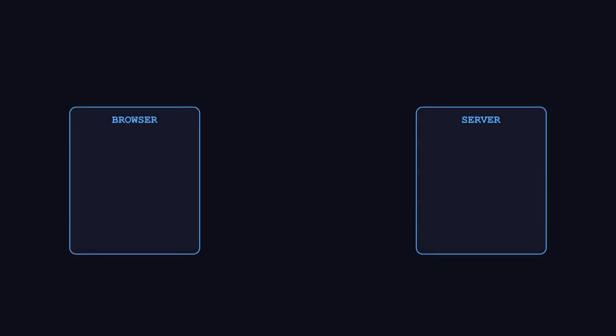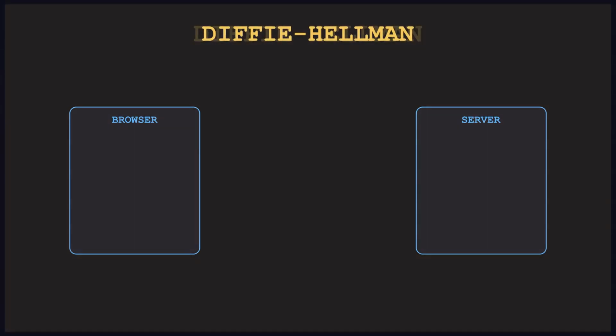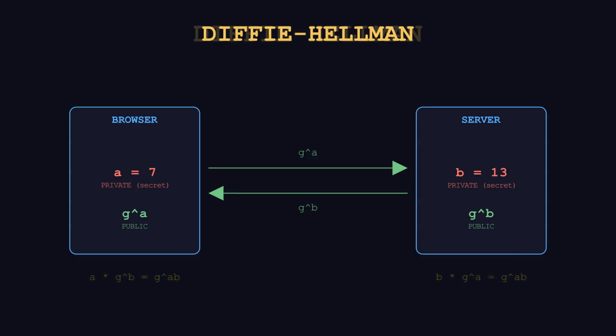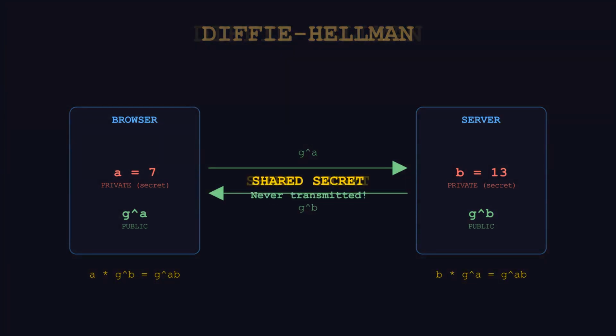Now here's where it gets clever. Both sides sent key shares. These are based on something called Diffie-Hellman. Each side generated a private number they never share. But by combining their private number with the other side's public key share, they both arrive at the same secret, without ever transmitting that secret.